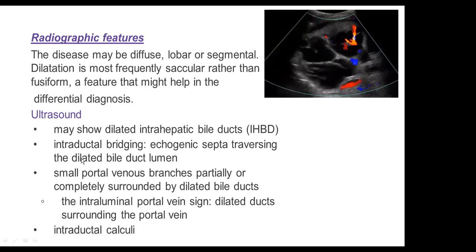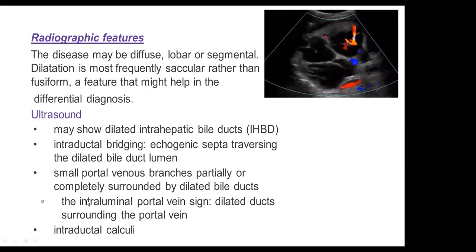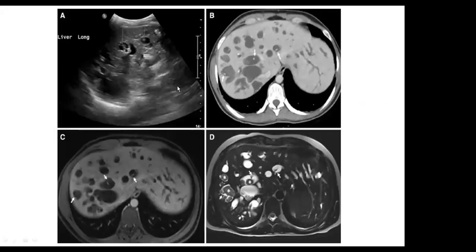And we have here the small portal vein branches partially or completely surrounded by the dilated bile duct, which is the central dot sign. We also call it the intraluminal portal vein sign, which is a dilated duct surrounded by the portal vein. Here is the portal vein on color Doppler showing vascularity, and this is the surrounding dilated intrahepatic ducts and intraductal calculi. And this is an ultrasound image showing dilated intrahepatic bile ducts with the intraluminal portal vein sign.